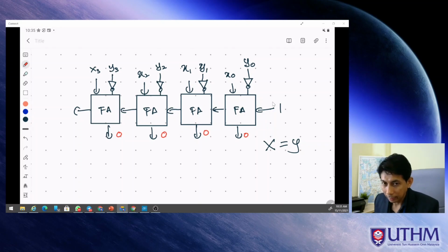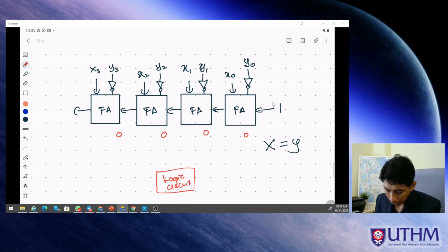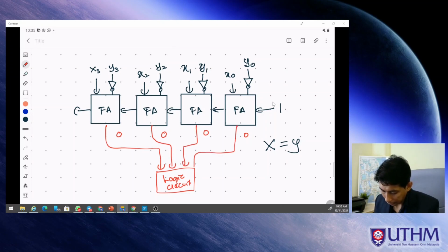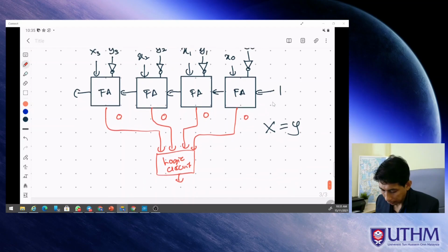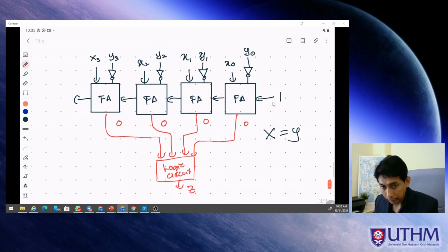And what is the gate, or what is the circuit that can only give you 1? Yeah, so we need to connect all of this to a logic circuit, a gate, and this will output what we call Z, to detect 0. So the output Z equal to 1 means that all are 0.